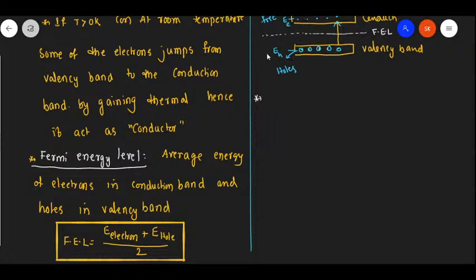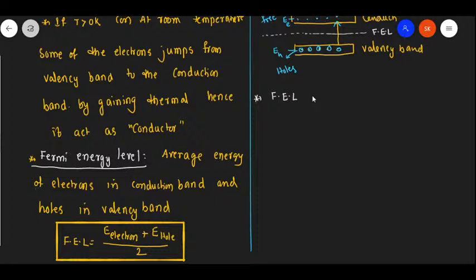For example, this one has 2 electron holes, and this one has 4 electron holes. Their average is 3, that is 2 plus 4 by 2. 3 is in the middle, right? Okay. That means the Fermi energy level is the average energy level, the average of the energy of electrons and the energy of holes. The average energy of electrons in the conduction band and holes in the valency band is called the Fermi energy level.